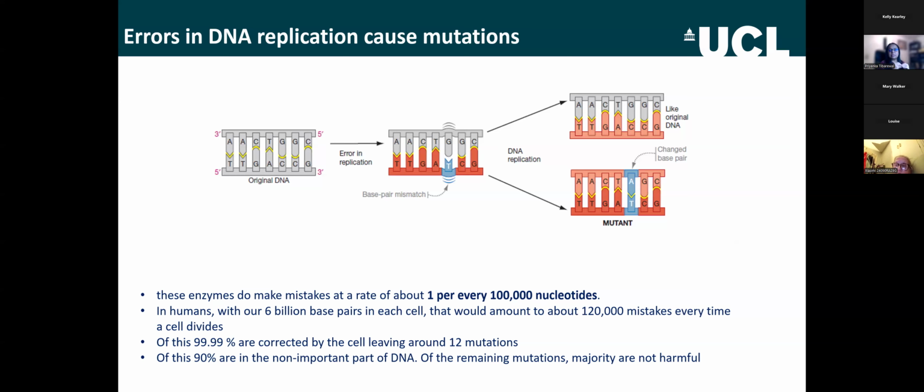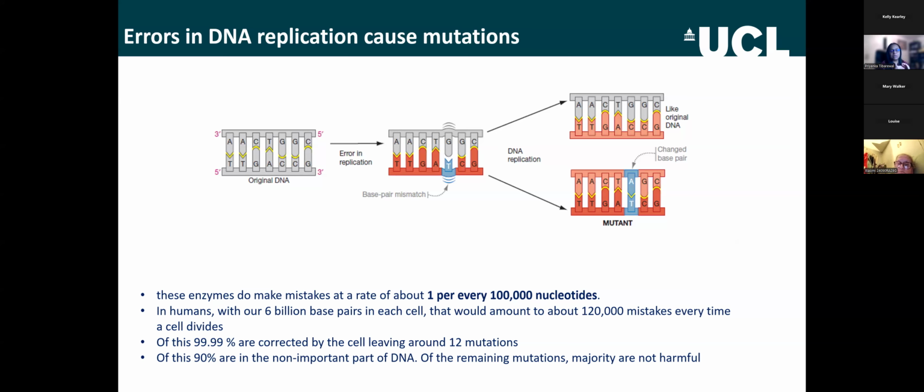So you are taking 6 billion of these individual units and doubling it up. And then for every 100,000 nucleotides, or these units, an error happens. That is just how the enzyme that causes this DNA doubling works. And 99.9% of the time, this is corrected. So every time a cell divides, there is a possibility of 120,000 mistakes.